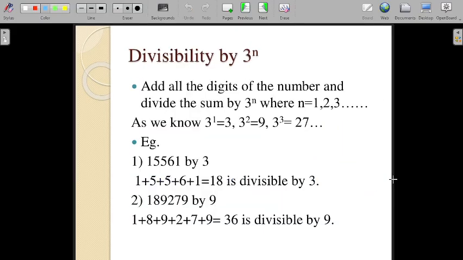Next, divisibility by 3. Here also 3 means 3 power 1; 3 power n means 3 power 1 equal to 3, 3 square equal to 9, 3 cube equal to 27, etc. But the basic step is: step 1, we need to find the digit sum.